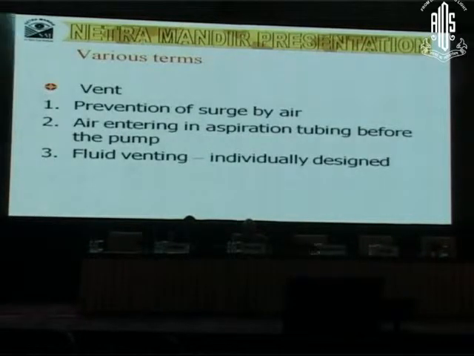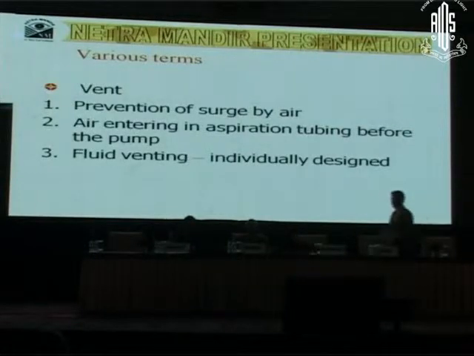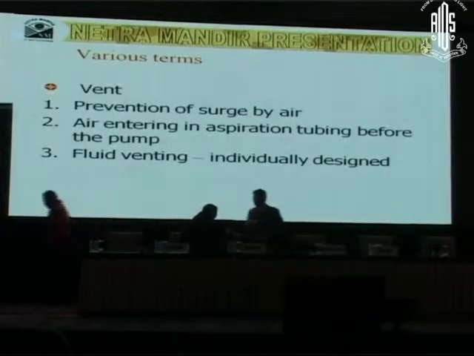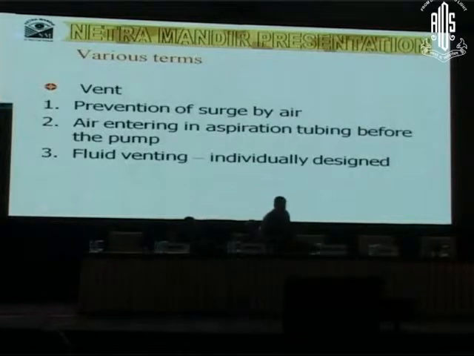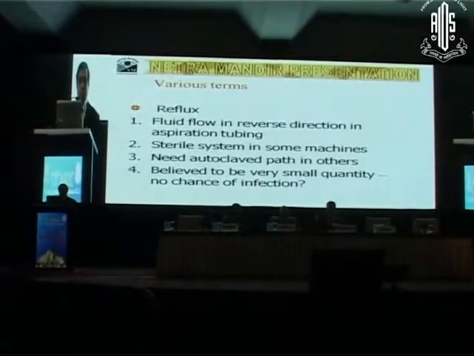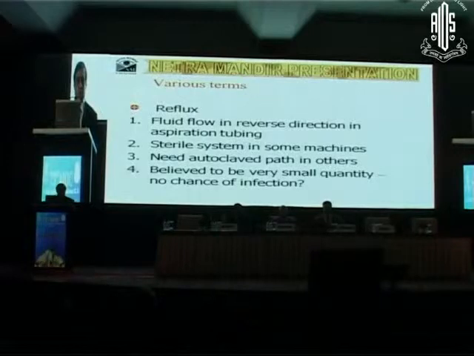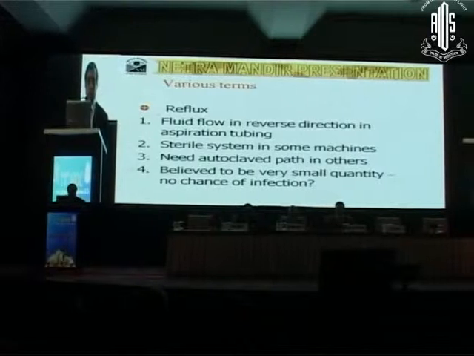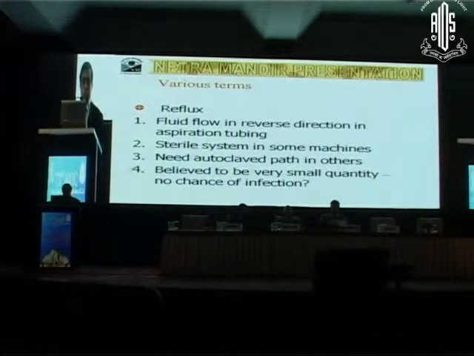Vent is something which again helps you prevent the surge, which is nothing but input of either gas or fluid into the aspiration tubing the moment the occlusion breaks, so that nothing is aspirated suddenly from the anterior chamber, and that takes care of sudden change in the pressures in the aspiration tubing, and hence the surge can be prevented. Reflex is just the reverse of vent, because here the fluid goes towards the eye rather than away from the eye, also in the aspiration tubing itself.